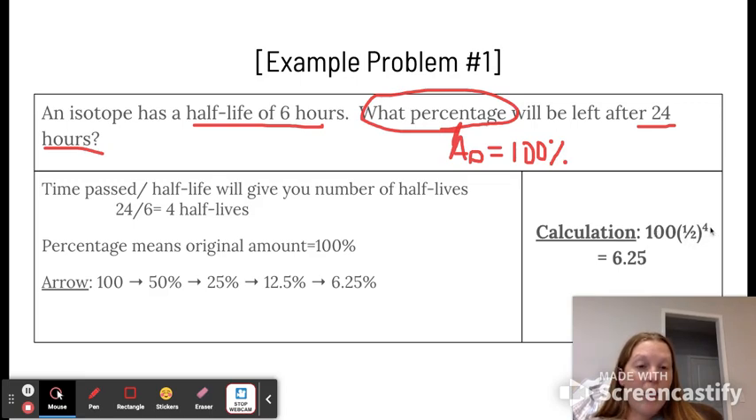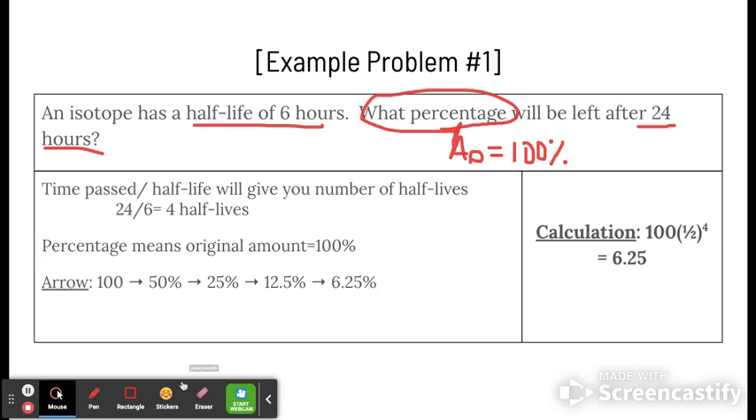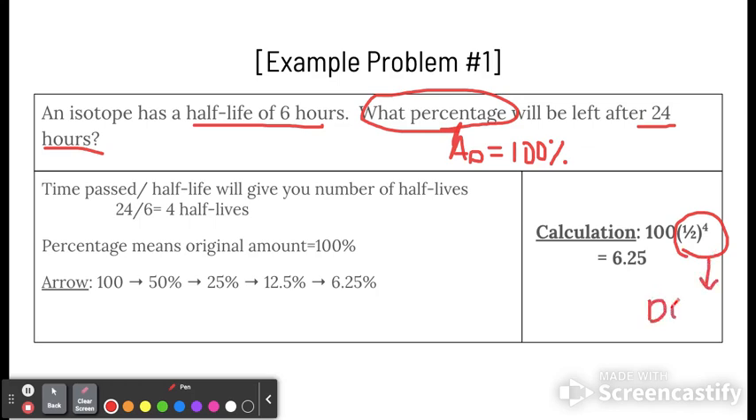Or you could do the calculation. So 100 times 1/2 to the 4th is equal to 6.25. Something very important to state here: this part, the exponent part, do this first. Always do the 1/2 to the exponent first.